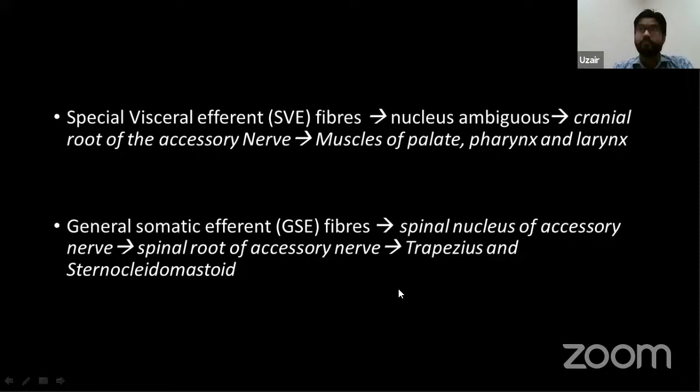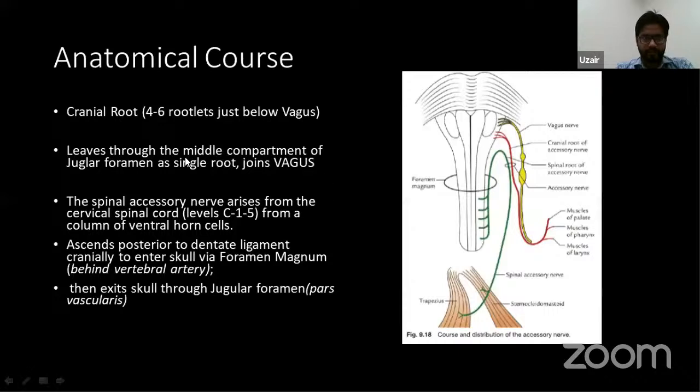So the anatomical course, as we have discussed earlier, arises as a 4 to 6 nucleus just below the vagus nerve, leaves through the middle compartment of the jugular foramen as a single root, and joins the vagus. So this is the cranial component. We are going to discuss the spinal accessory nerve. As I mentioned earlier, the cranial component is arising just below the vagus, whereas the spinal component is arising from the initial 5 segments of the spinal cord. The spinal accessory nerves arise from here and go in close proximity with the cranial counterpart.